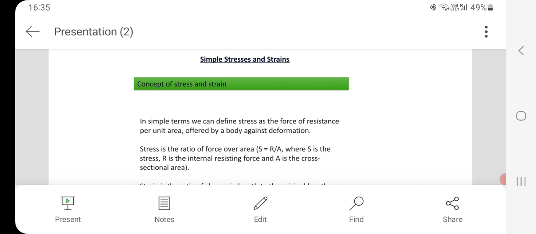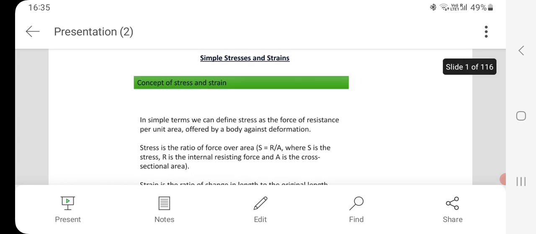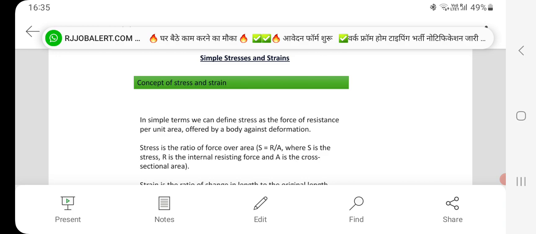सिविल इंजीनियरिंग में ज़्यादातर स्ट्रेंथ ऑफ मटेरियल का क्वेश्चंस आते हैं हर एग्ज़ाम पे। ये मोस्ट इम्पॉर्टेंट सब्जेक्ट्स हैं। आज हम स्ट्रेंथ ऑफ मटेरियल में सिंपल स्ट्रेसेस एंड स्ट्रेन पढ़ेंगे। Concept of stress and strain.